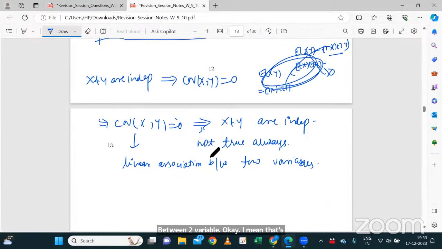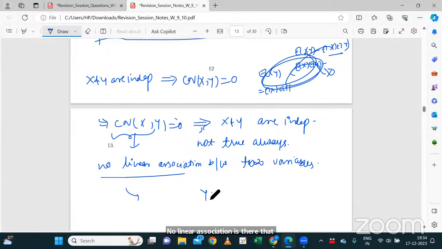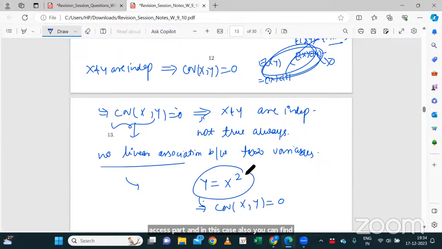The concept should be clear. Covariance between X and Y being 0 means there is no covariance, which tells me the linear association between two variables. If I'm saying covariance is 0, that means no linear association is there. That means it can still be dependent. For example, Y can depend on X through the relationship Y equals X square, and in this case you can also find covariance between X and Y is 0. So this is not linearly related, but it is related.